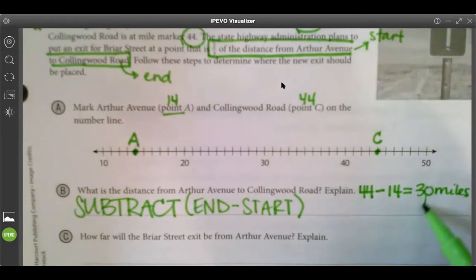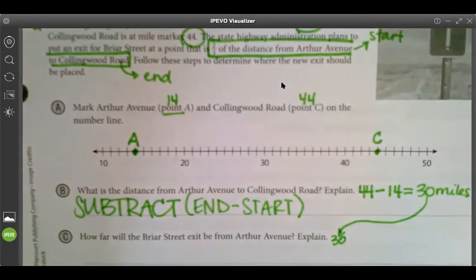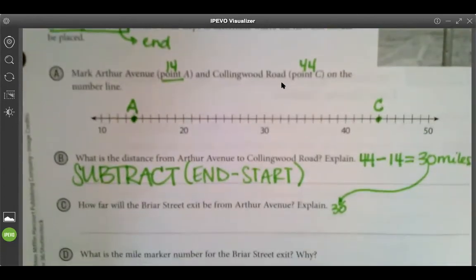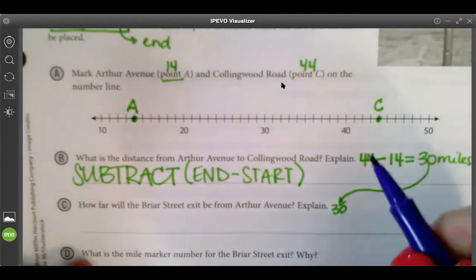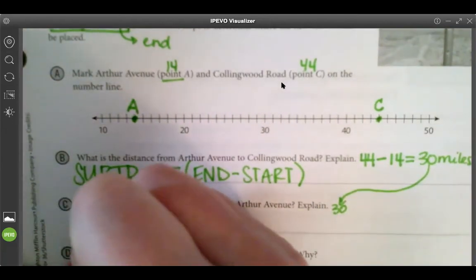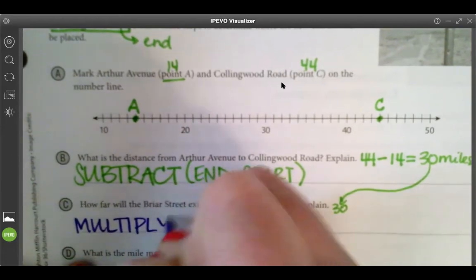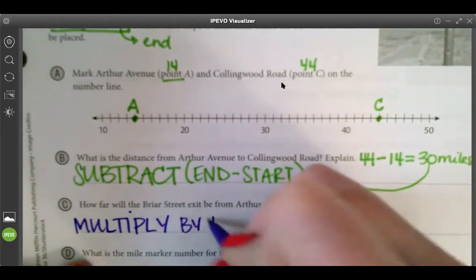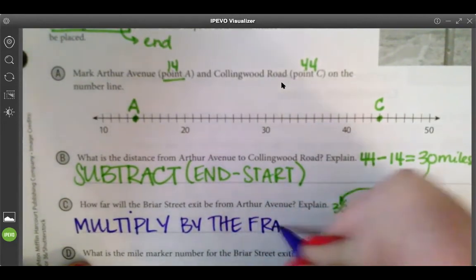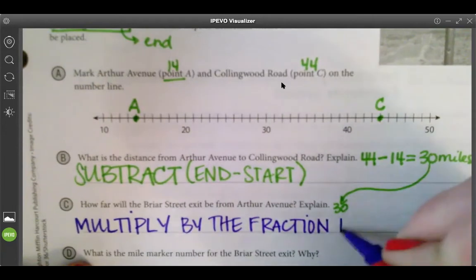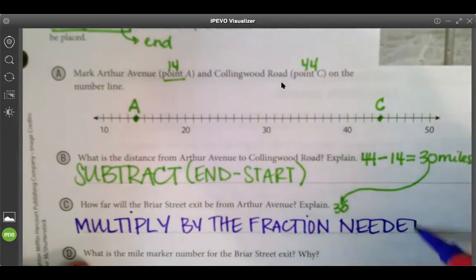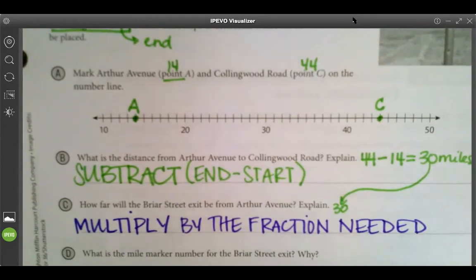And now we're going to take that 30 miles and just move it to the next step. When I work these out, I just work them all in one long line. Okay. So you won't always be carrying it down and all of that. So the first step was to subtract, and that gave us the total distance. But we don't need to travel the entire distance. We only need 2/3. So we're going to multiply by the fraction needed.